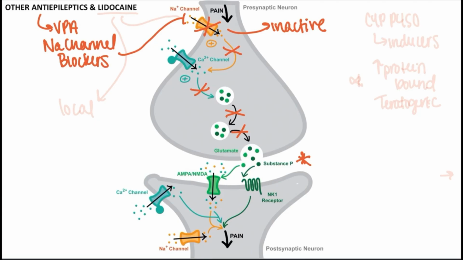So for most of these agents, P450 enzymes are going to play a key role in their metabolism, and some agents may even be CYP450 inducers. So we're looking out for a lot of drug interactions. Several are also highly protein bound. So again, big concern for drug interactions there as well. Many of these are teratogenic.